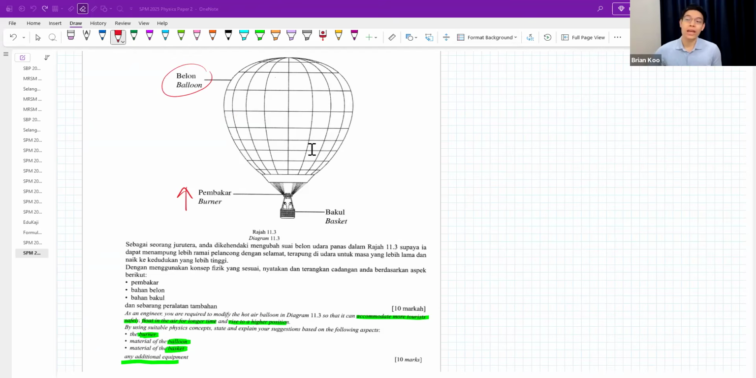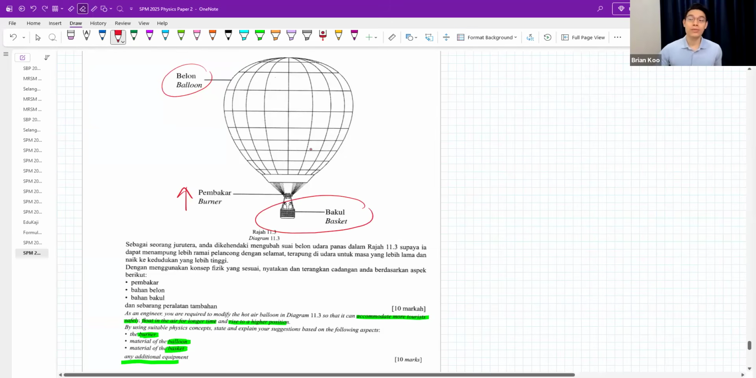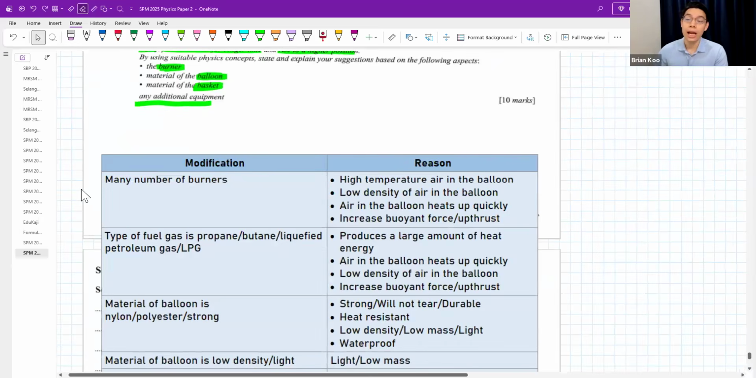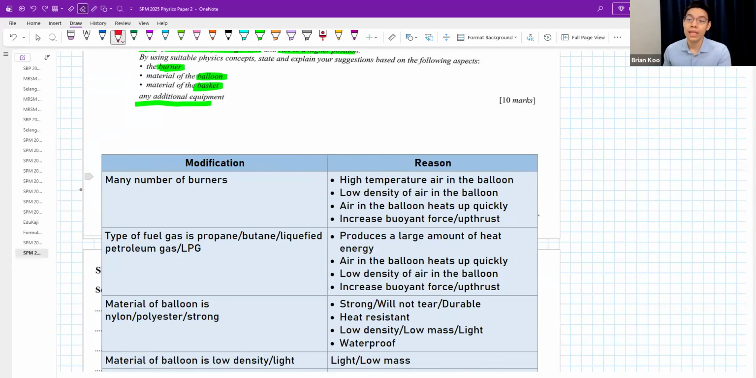The basket, you can use, again, a strong material, a light material. There's one very good material for the basket. You can use rotan, or in English is rattan. Yeah, so got a lot of things you can say actually. I want many number of balloons, or more burners, sorry, so that I get very high temperature in the balloon, or low density, or air can heat up very fast. I can increase buoyant force.